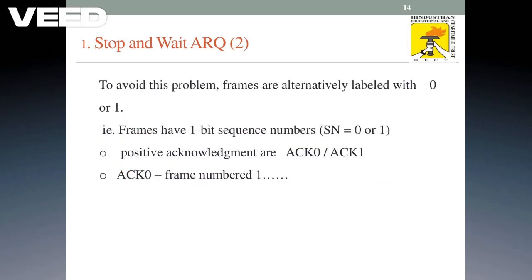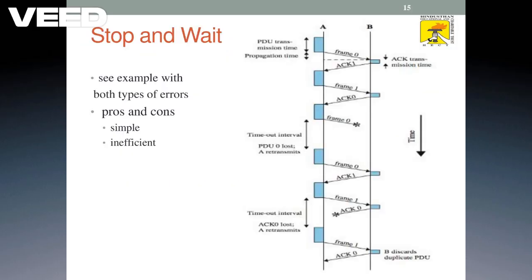In stop and wait ARQ, it has to alternately label the frames with 0 or 1. Acknowledgement 0 and acknowledgement 1, and then the sequence number is 0 or 1. This is a sample format for a stop and wait protocol.